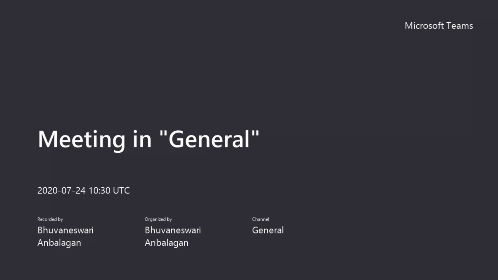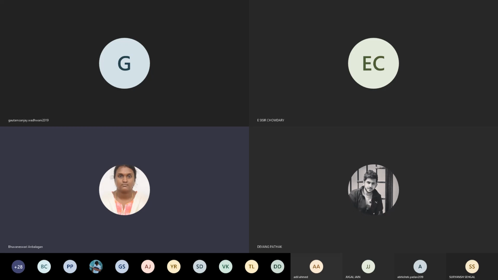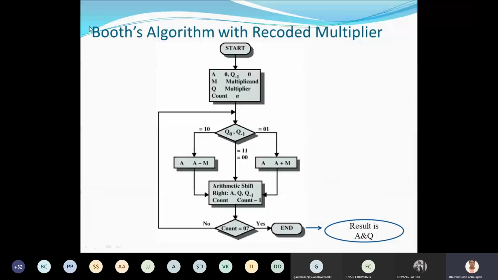Class, like Booth algorithm with recoded multiplier. Why we are going for this recoded multiplier is we need our algorithm to work for both positive and negative values. You are in need of a recoded multiplier. So basically Booth algorithm was designed for performing multiplication operation.